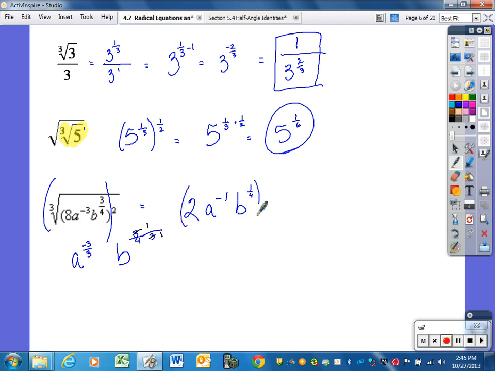And I still have to square all that. So 2 squared is 4. A to the negative 1 squared is a to the negative 2. And b to the 1/4 squared is b to the 2/4. Now we can simplify, 4 positive exponents. So the a has to move down to be a positive 2 exponent. And the b can simplify to 1/2.